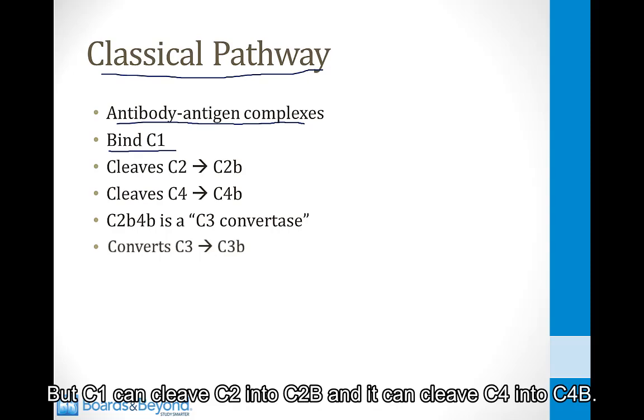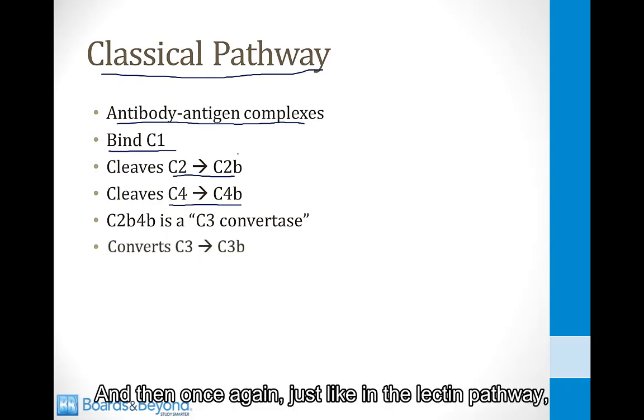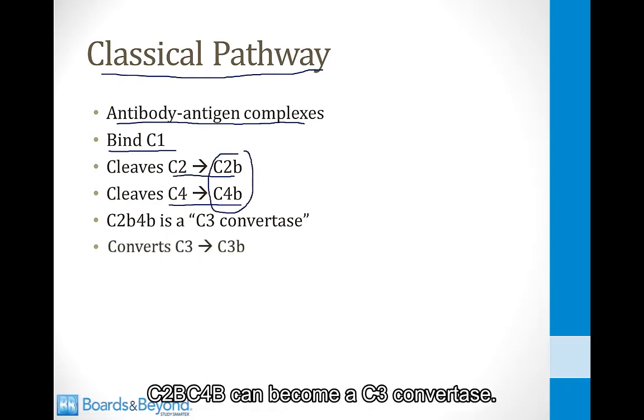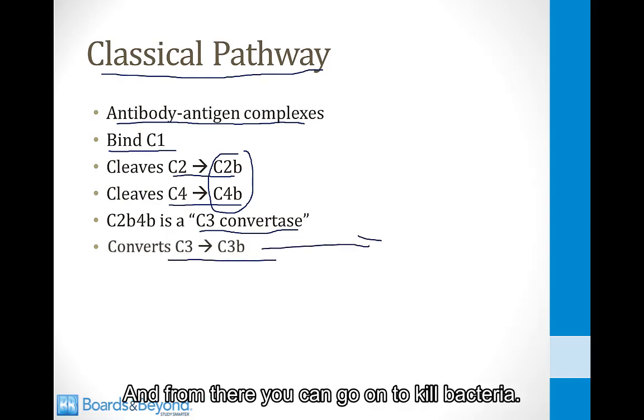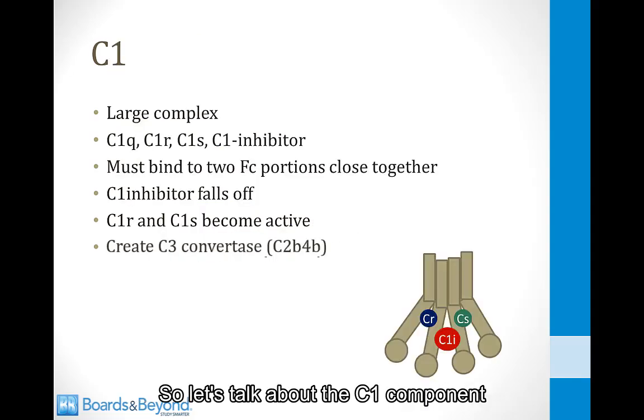But C1 can cleave C2 into C2b, and it can cleave C4 into C4b. And then once again, just like in the lectin pathway, C2b,C4b can become a C3 convertase, and in this way it can convert C3 into C3b, and from there you can go on to kill bacteria. So let's talk about the C1 component of the complement system, which is involved in the classic pathway. It's a very important complement protein.